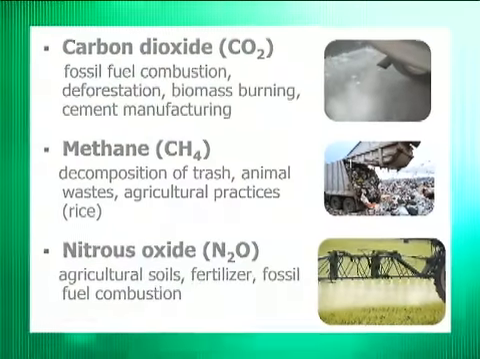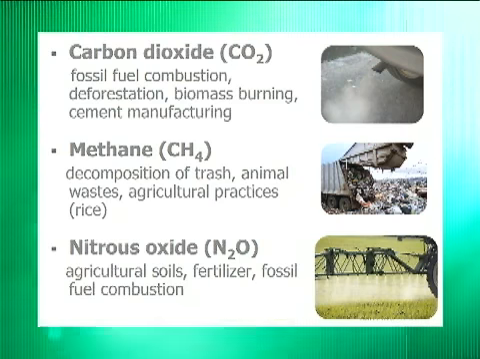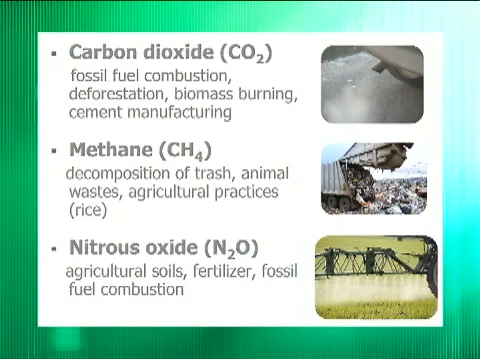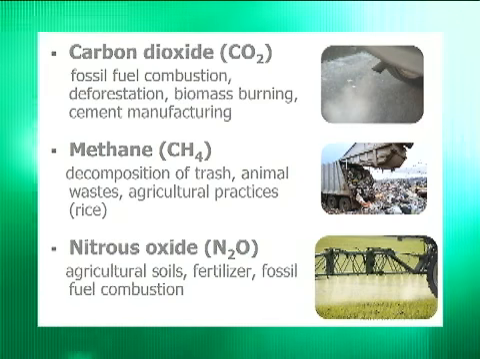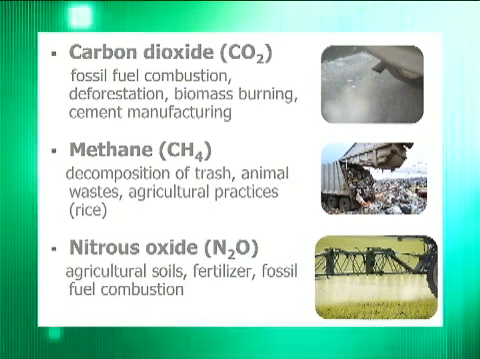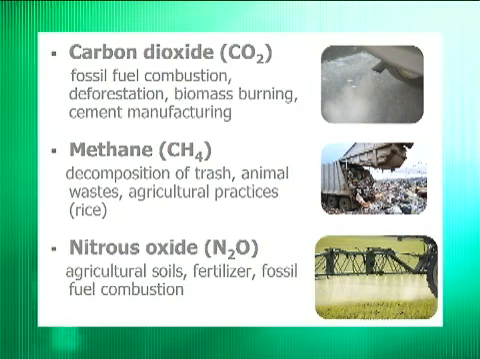The three biggies are exactly carbon dioxide. You guys got it. We emit that when we burn fossil fuels. Carbon dioxide is also released when we remove plants and trees from the forests, and from biomass burning. Methane comes from the decomposition of waste, animal wastes, burps, and agricultural practices. Nitrous oxide, N2O, also comes from agricultural practices, fertilizer, and fossil fuel combustion.